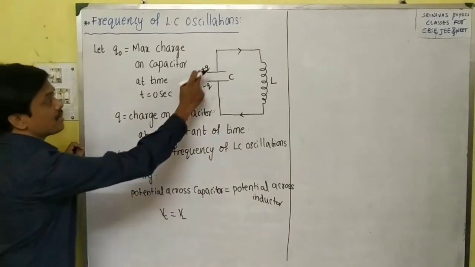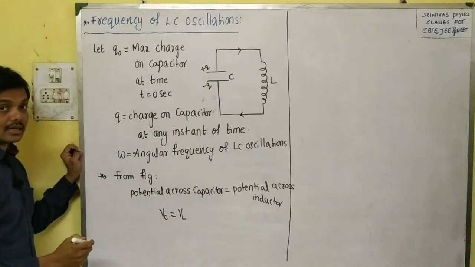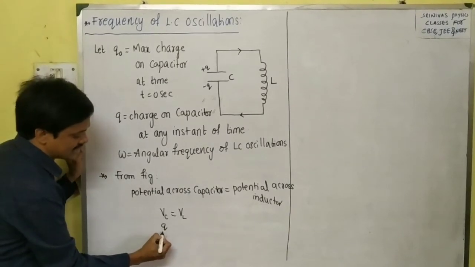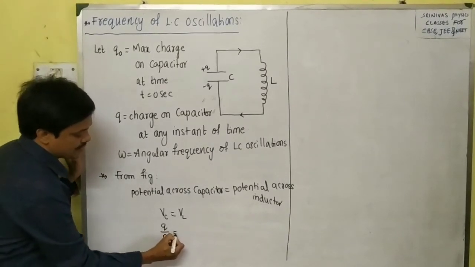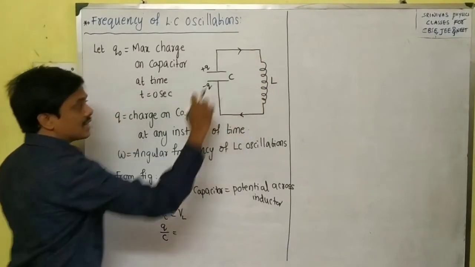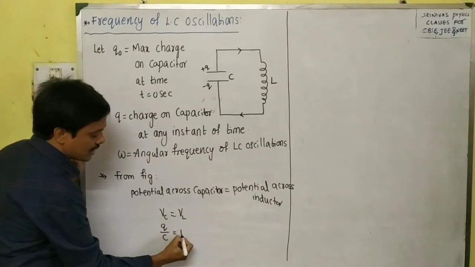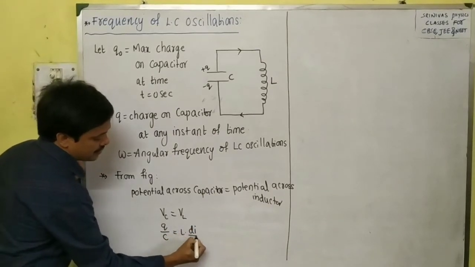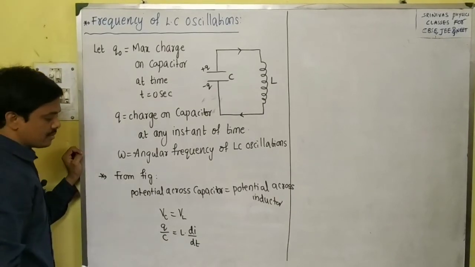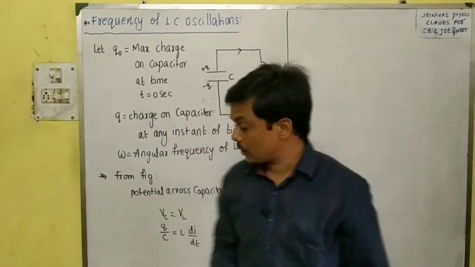For the potential across the capacitance, if Q is the charge at any instant of time, we have C equal to Q by V. From that, V equals Q by C. The potential across the inductor is nothing but the EMF induced across the inductor. That induced EMF formula is L dI by dt. We know these formulas.